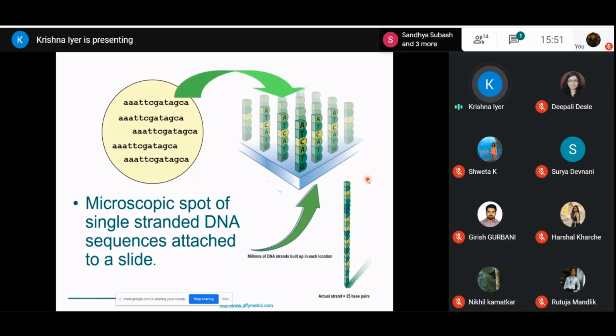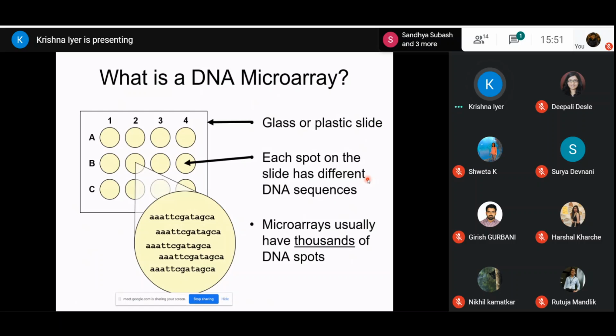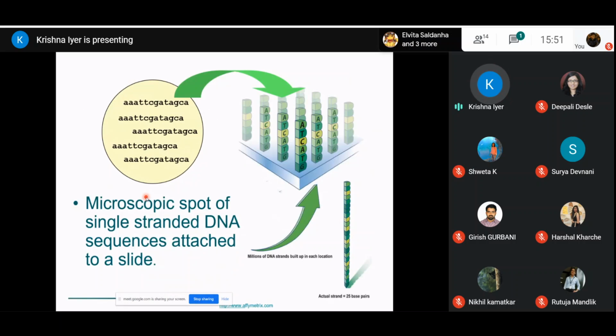So what I mean is, in this region here there will be millions of molecules which have the same sequence, and like that there are thousands of different spots. So that is what constitutes what is called a microarray.